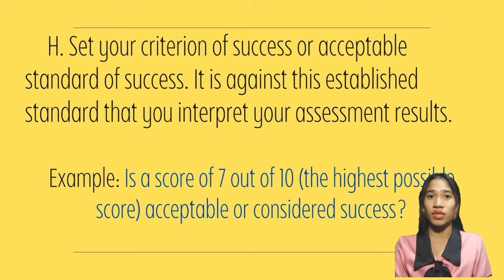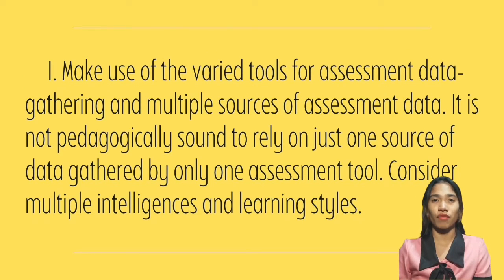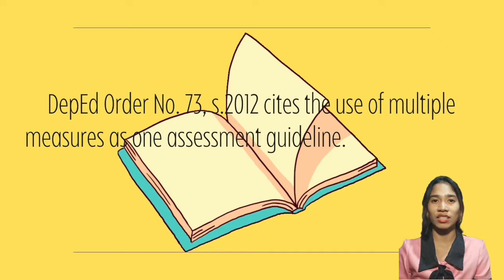Example, is a score of 7 out of 10, the highest possible score, acceptable or considered success? Make use of the varied tools for assessment data gathering and multiple sources of assessment data. It is not pedagogically sound to rely on just one source of data gathered by only one assessment tool. Consider multiple intelligences and learning styles. DepEd Order Number 73, Series of 2012, cites the use of multiple measures as one assessment guideline.